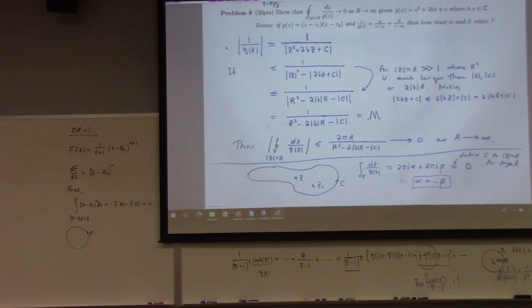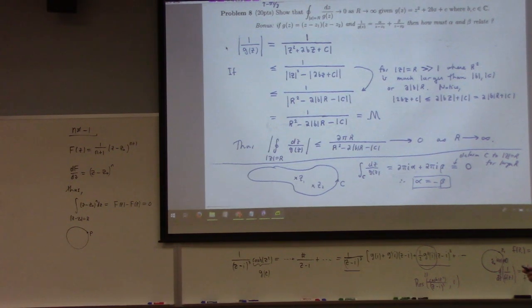So on the flip side of things, I got 2 pi i alpha plus 2 pi i beta using the Cauchy's integral formula with m equal to 0 or 1. I forgot how we label m. But anyway, using Cauchy's generalized integral formula, I got 2 pi i beta, which says that alpha is equal to minus beta.